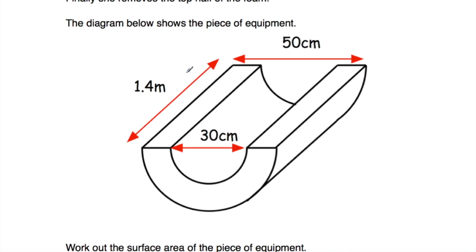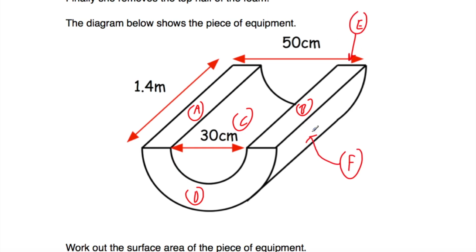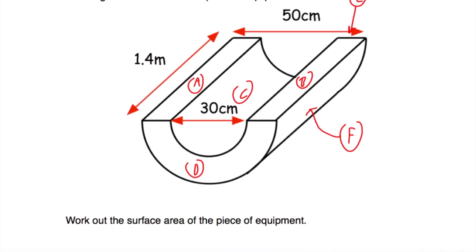Okay, so let's consider the faces. I'm going to label them. We've got A, which is this rectangle here. We've got B, which is this rectangle here. We've got C, which would be this curved face in the middle of the piece of equipment. Then we've got D, which is this flat face of the cylinder here. And then we've got E, which would be the same on the back, so it's the same as D. And then we've got F, which would be that curved face at the bottom of the piece of equipment, going the whole way around the bottom of it, from this side all the way around to that side.